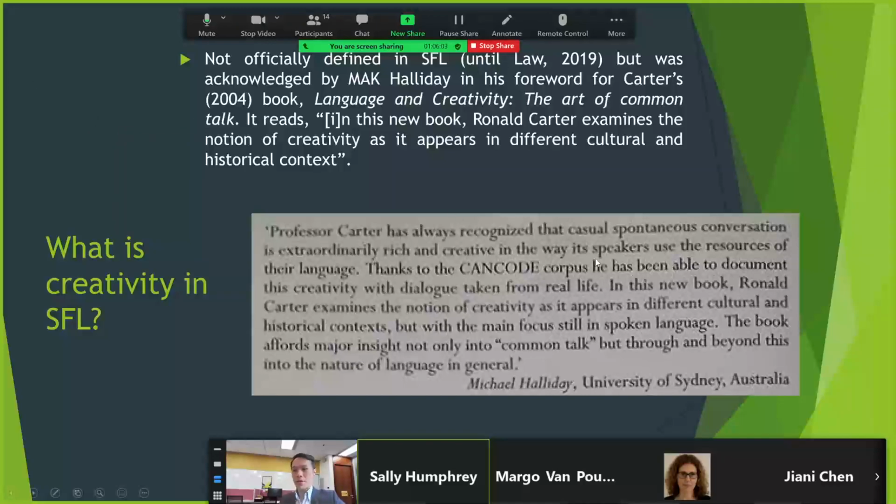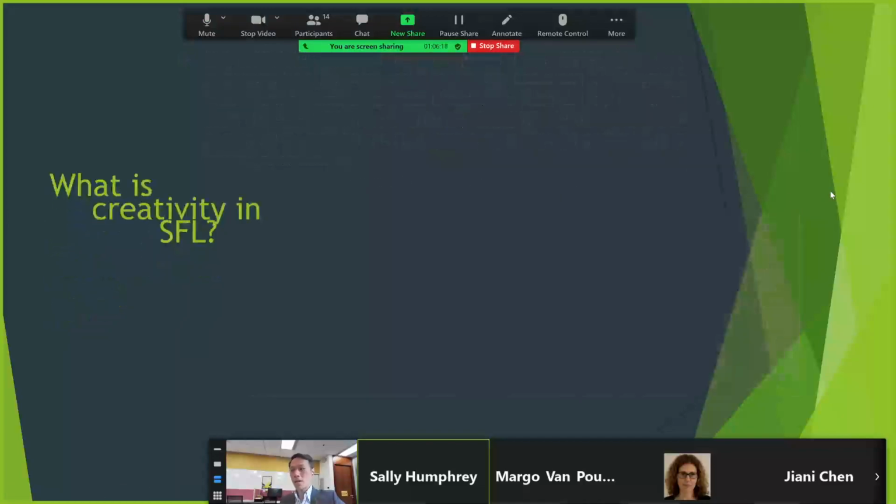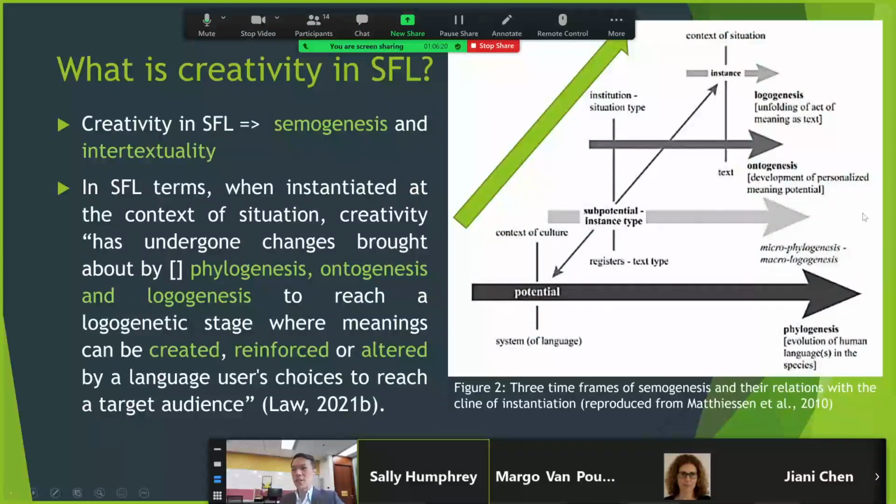In that part, as you can see in the screen capture, that is exactly Michael Halliday's foreword for that book. And so I quote it here. In this new book, Ronald Carter examines the notion of creativity as it appears in different cultural and historical contexts. So I thought that was quite a good starting point to look at creativity and what it means in SFL.